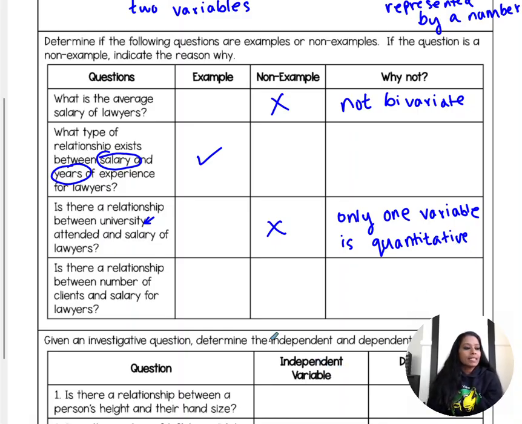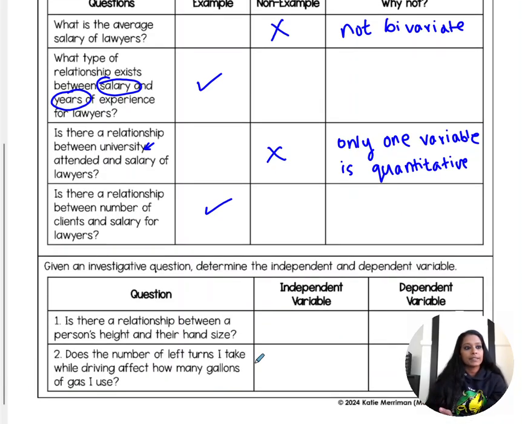All right, and then the last one here is, is there a relationship between number of clients, that's quantitative, and salary of lawyers? That's also quantitative. So this is a good example. So just want you to think about that. Just make sure that the questions that you ask give you two pieces of information, and both of those pieces of information have to be numbers or quantitative.